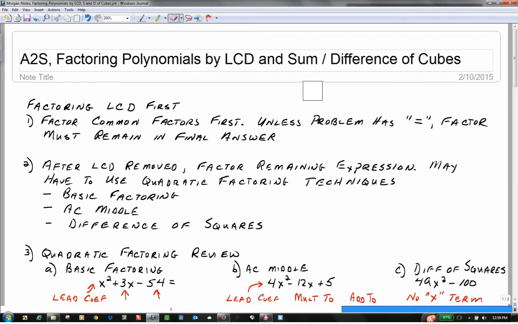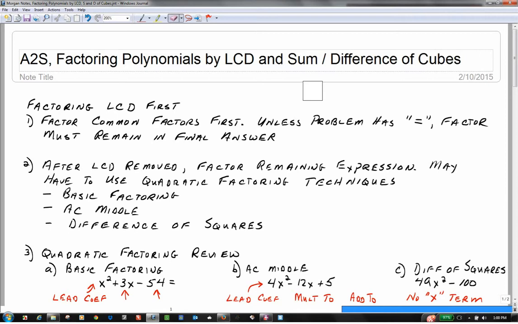So the two factoring things we're going to learn today start with factoring out a common factor first. And don't forget that unless it's an equation with an equal to sign, we need to keep that factor there. We just can't get rid of it. We have to continue on through the problem. So it has to remain in the final answer.